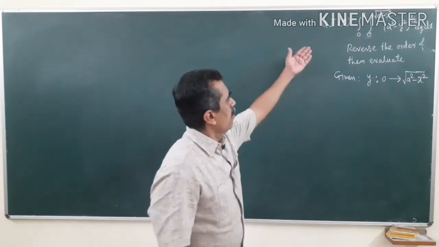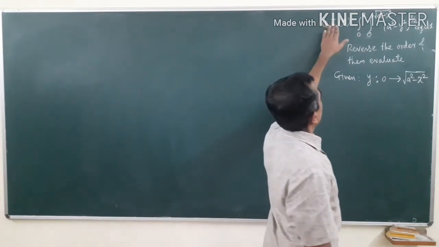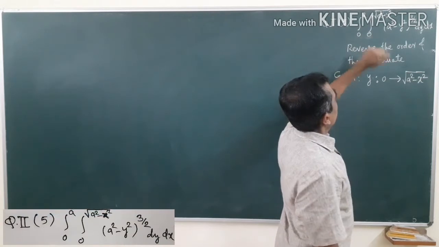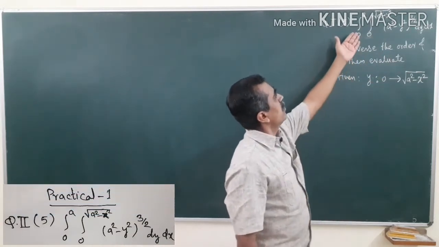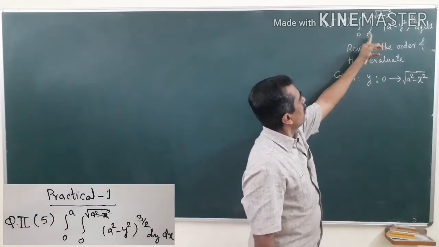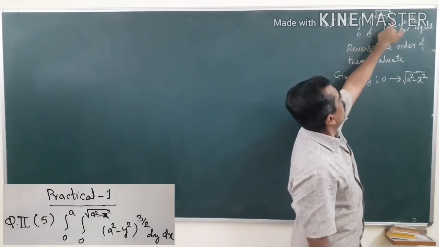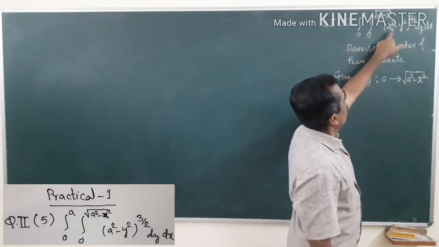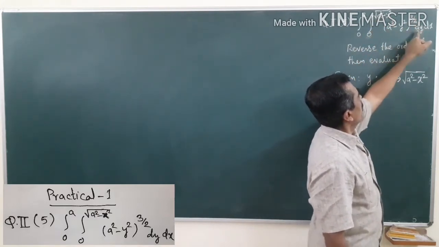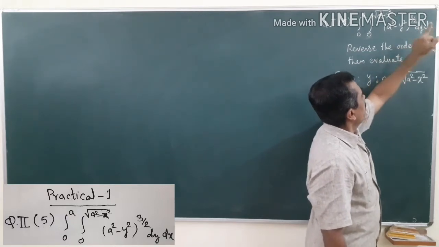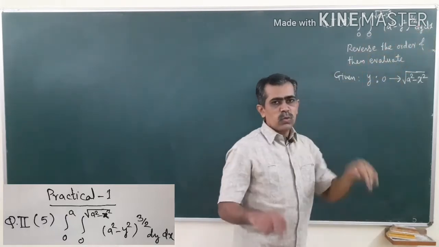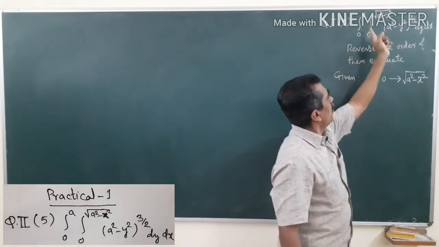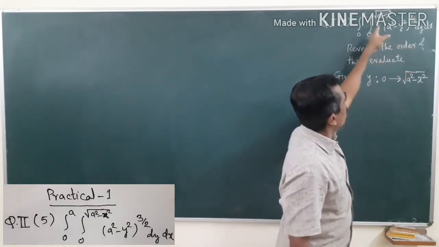Let us see the next problem of repeated integral. Evaluate this integral, 0 to a, integral 0 to under root a square minus x square of a square minus y square raised to 3 by 2 dy dx.